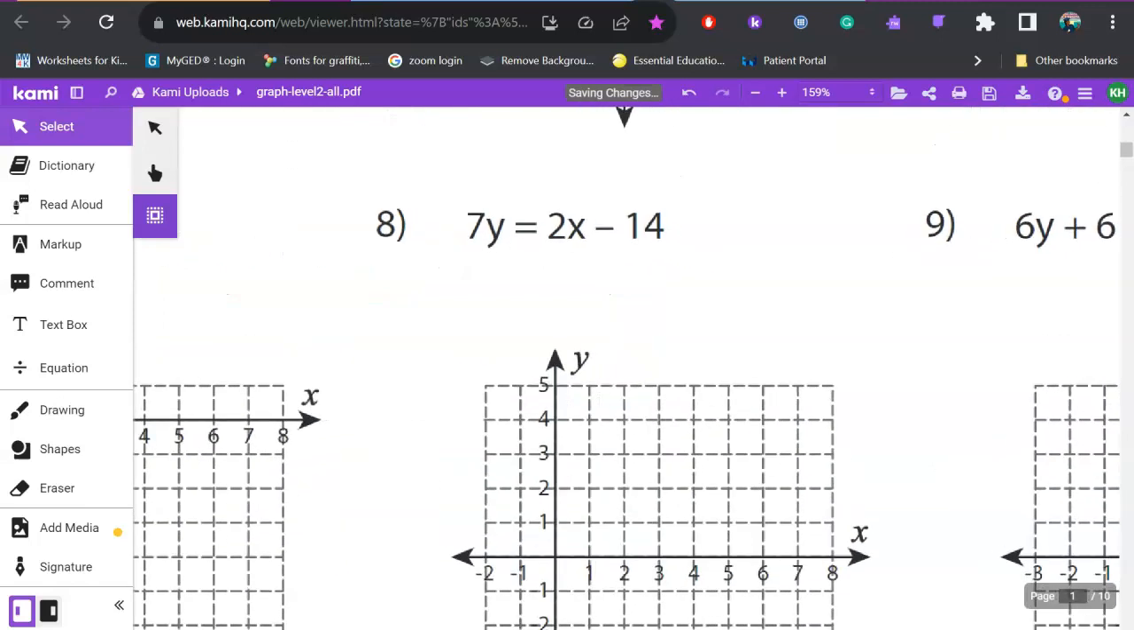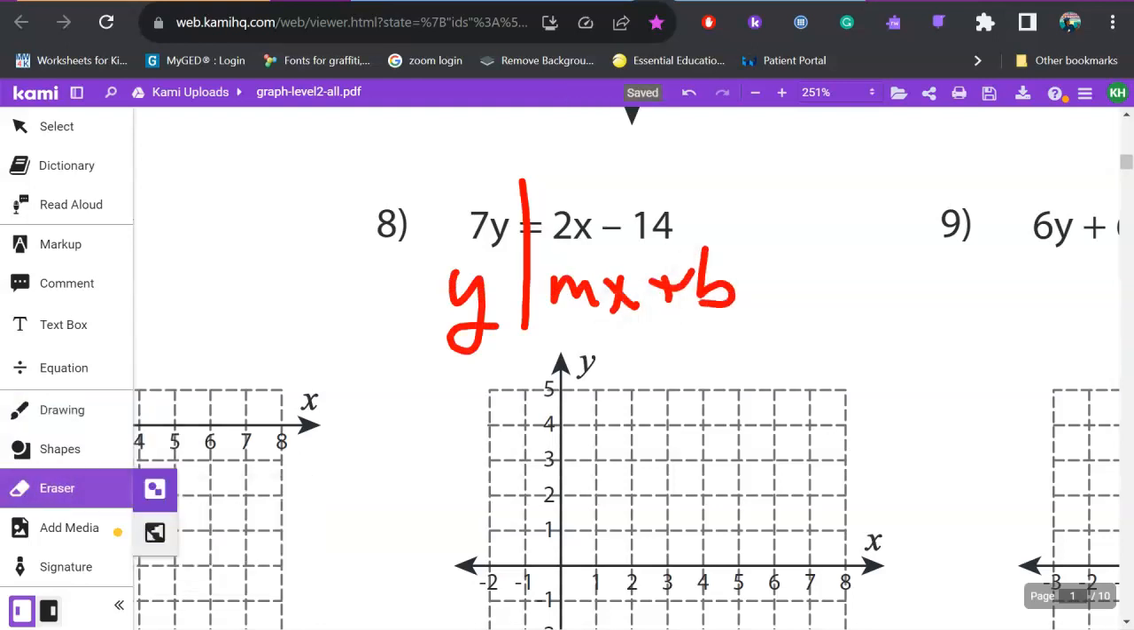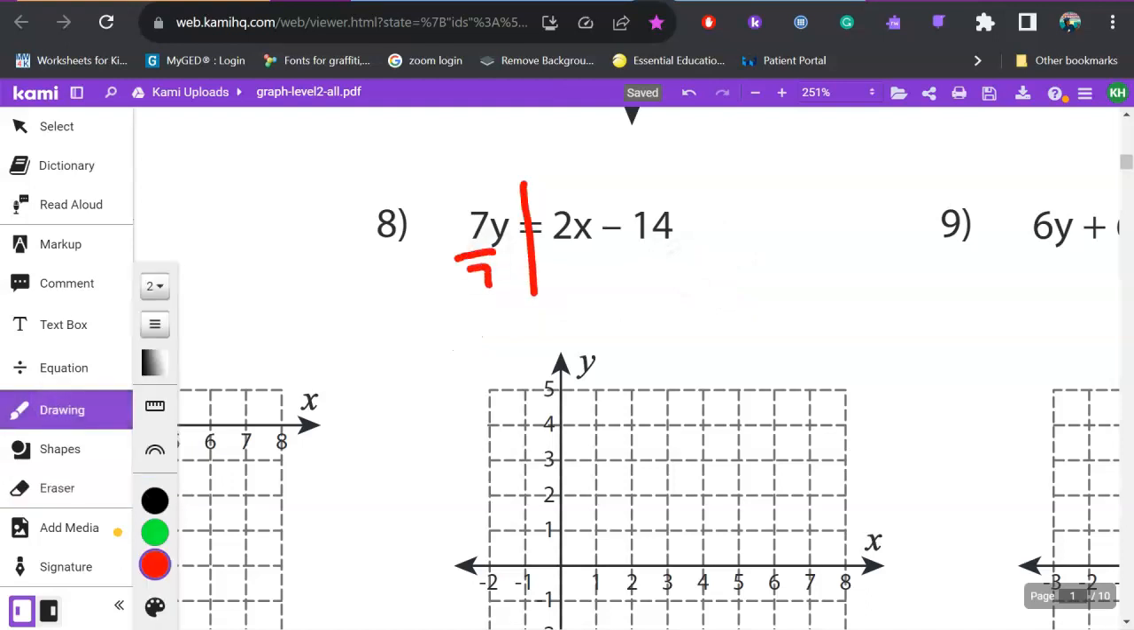Okay, so for this one, oh, thank goodness. Look at this one. You already have y equals mx plus b. You just need to get rid of that 7, don't you? That's right. So the only thing we have to do with this one is divide by 7, dividing 7 everywhere. Because that's going to leave us with y. 2 over 7 is not going to reduce, so I'm going to keep it. 2 over 7x. -14 divided by 7 is going to give me a -2.